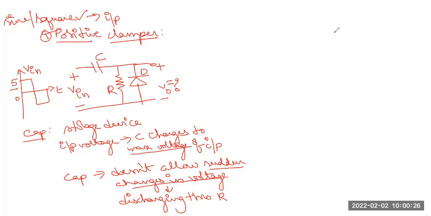What is the first one? The capacitor is basically a storage device. Second thing, whenever the capacitor is available in a circuit and we are trying to give an input voltage, the capacitor immediately charges to the maximum voltage of the input. And the third thing is it doesn't allow any sudden changes in voltage, isn't it? And if there are any sudden changes in voltage, what happens? The capacitor starts discharging through R. So with this basic information in mind, we need to proceed to understand the circuit of a clamper.